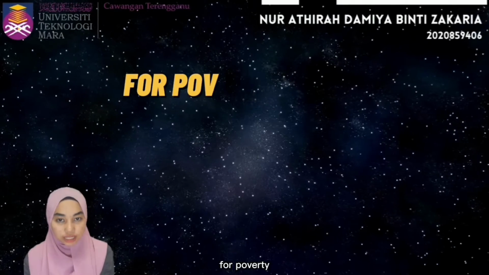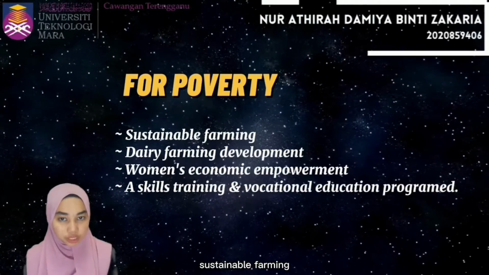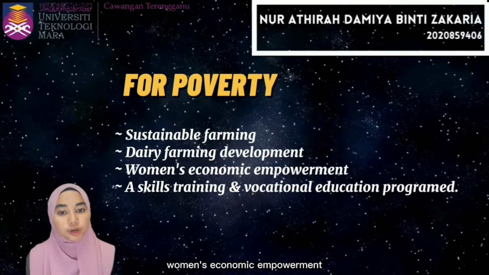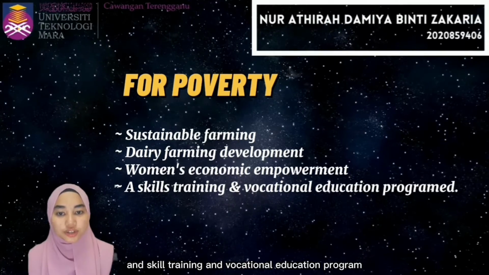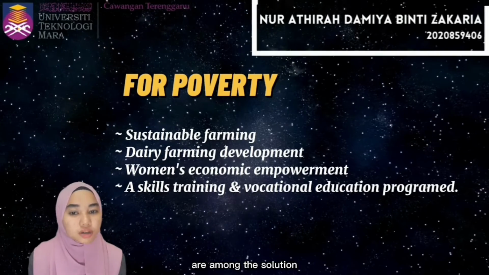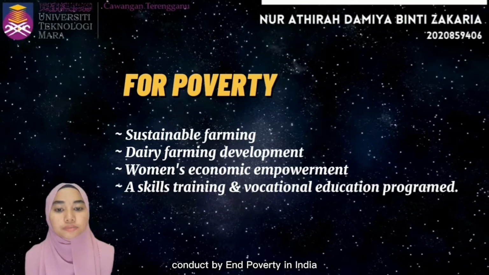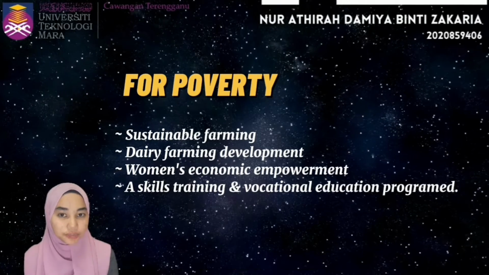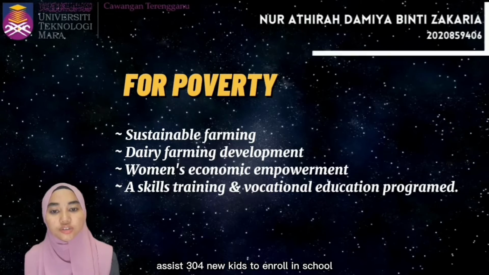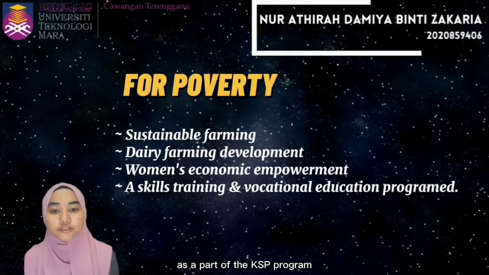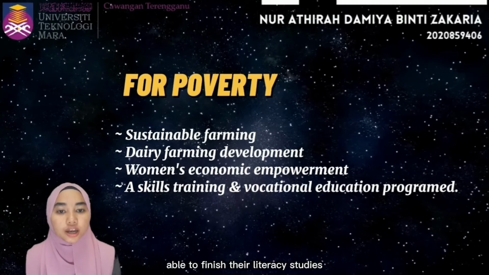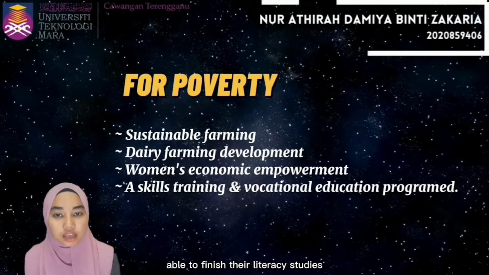For poverty, sustainable farming, dairy farming development, women's economic empowerment, and skill training and vocational education programs are among the solutions conducted by End Poverty in India. End Poverty in India assists 304 new kids to enroll in school as part of the KSP program, and 126 girls were able to finish their literacy studies.